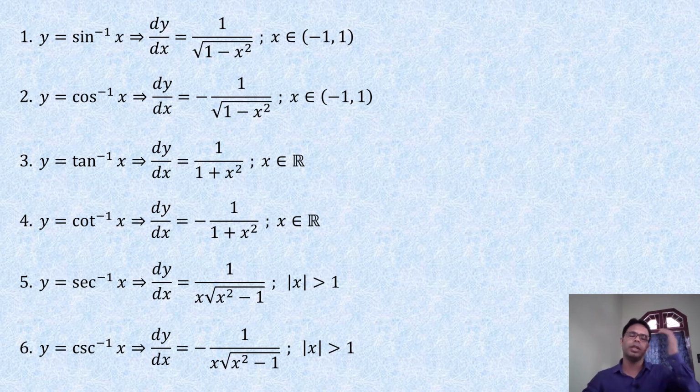I told you in the first year classes that the derivatives of trigonometric or inverse trigonometric functions are negative for those which begin with the letter C. You know that one. I am writing it here.